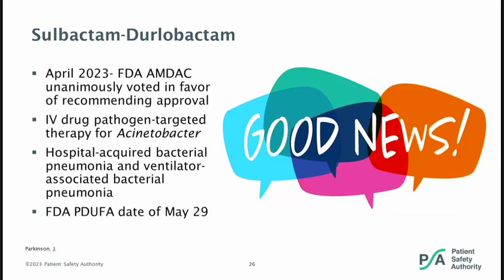This is an intravenous drug, which is the first pathogen-targeted therapy for Acinetobacter. Acinetobacter is largely considered intrinsically resistant, and the CDC's 2019 Antibiotic Resistant Threats Report that we mentioned at the beginning of this presentation has it listed as one of the 6 urgent threats. The indication for this new drug is hospital-acquired bacterial pneumonia and ventilator-associated bacterial pneumonia.